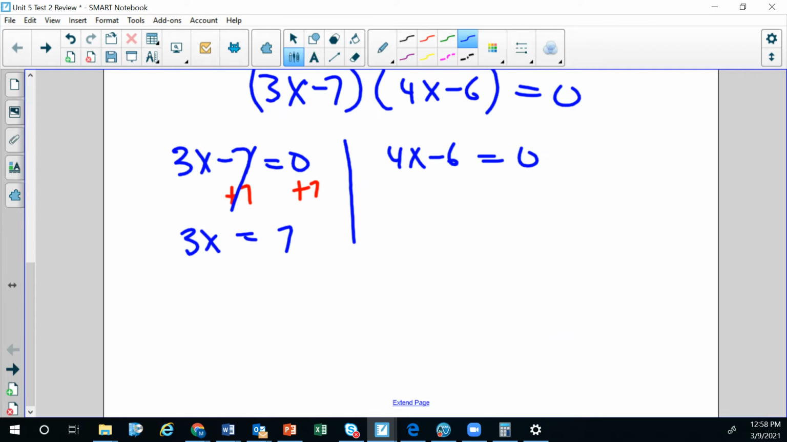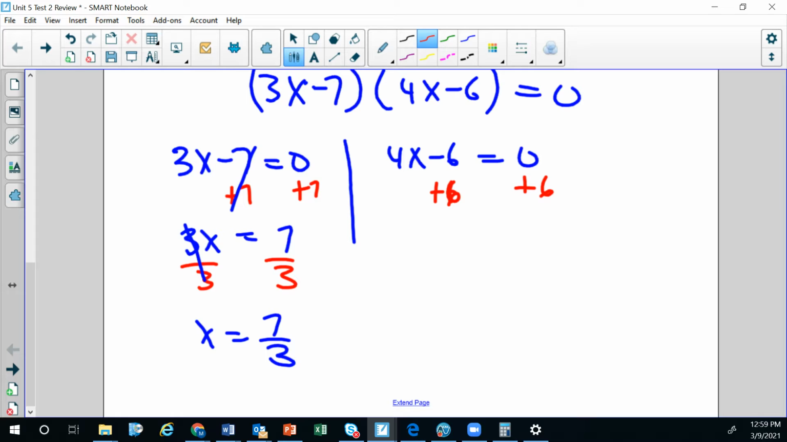Now I have 3x equals 7. To get x by itself, I'm just going to divide by 3 on both sides. And I'm left with x is equal to 7 over 3. The 3 cancels out. On the right side, same process. I'm just going to add a plus 6 here. And remember, what I do to one side of the equation, I also have to do to the other side. Plus 6.